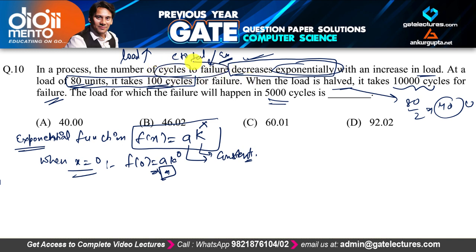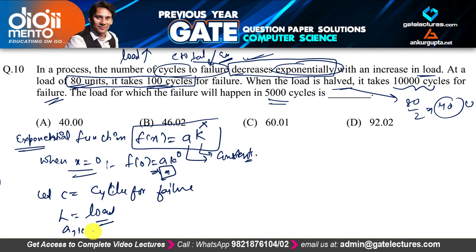Now here we have cycles to failure and load. So we have two quantities, cycles to failure and load. Let c be equal to cycles to failure, and l represents the load. And we have a and k, they are representing the constant values.